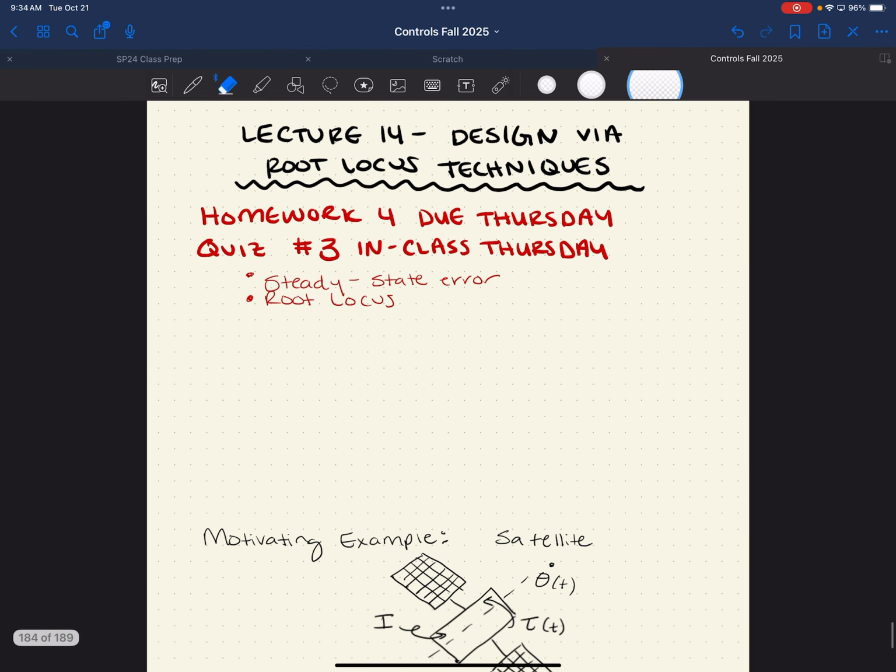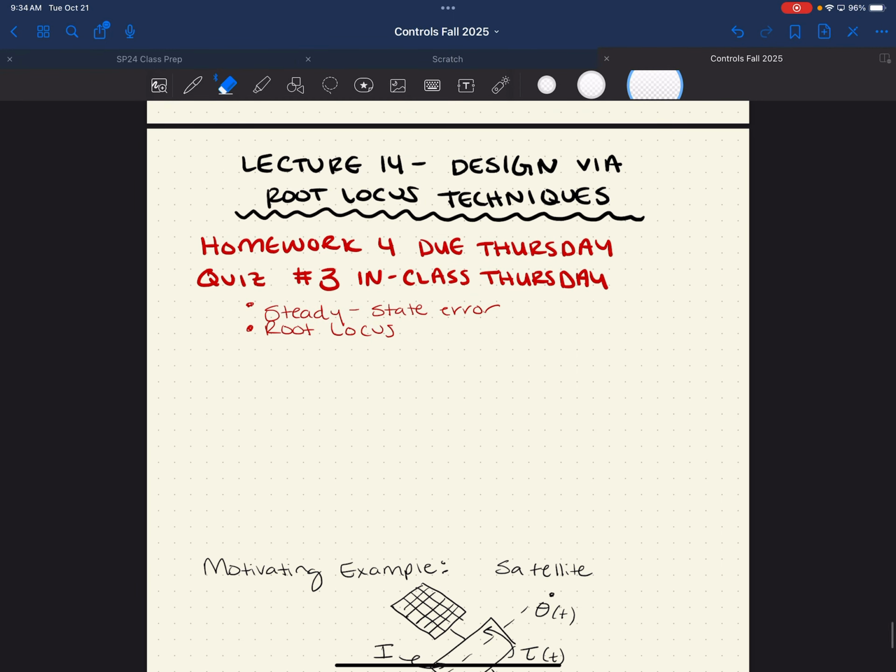So the last two classes that we've hung out together, we talked about root locus. The first time we talked about the angle criterion, which told us whether or not a pole was on the root locus for any value of k. We talked about the magnitude criterion, which helped us solve for the value of k for which a pole is on the root locus. And then last class we talked about drawing the root locus.